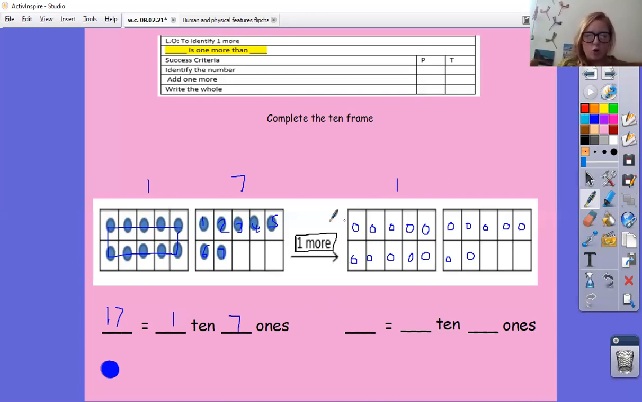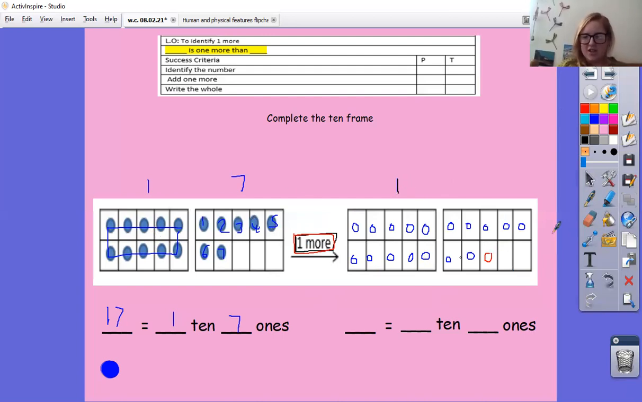I want to add one more. So I want to add one more now. So I'm adding one more to my number. One more. Okay, how many have I got altogether now? So I know I've still got 1 ten. Has that changed from before? No, I've still got 1 ten. I've not got any more full tens frames, so I still have 1 ten. Fantastic. Okay, but how many ones do I have?